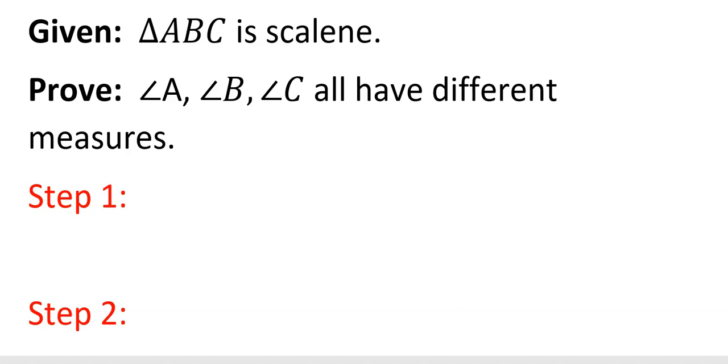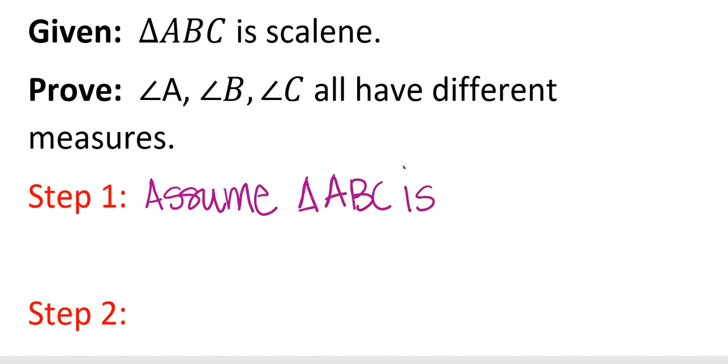So step 1 is to state the opposite of the given. Okay, so we're going to assume, how do you do the opposite of ABC is scalene? Just is not, so you don't have to change that many words. Assume triangle ABC is not scalene.